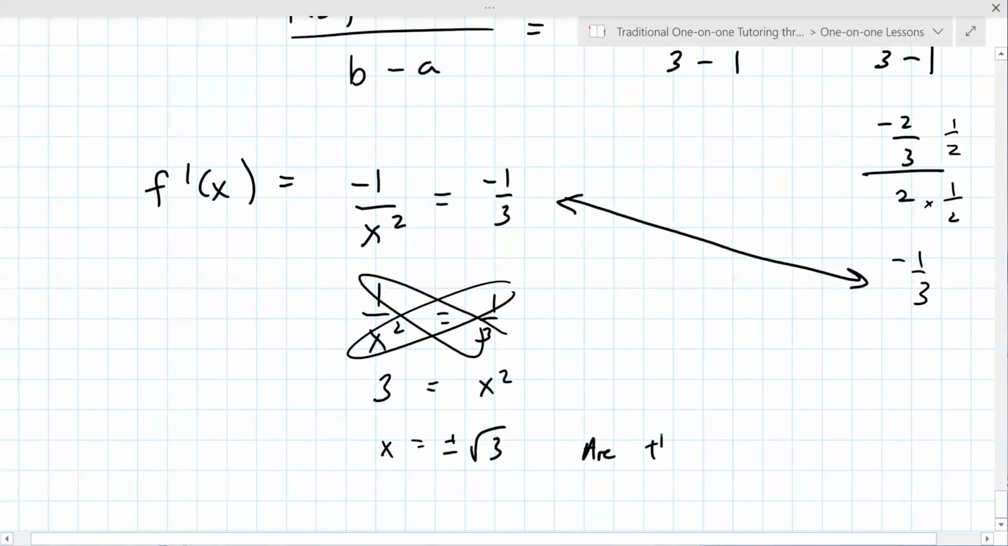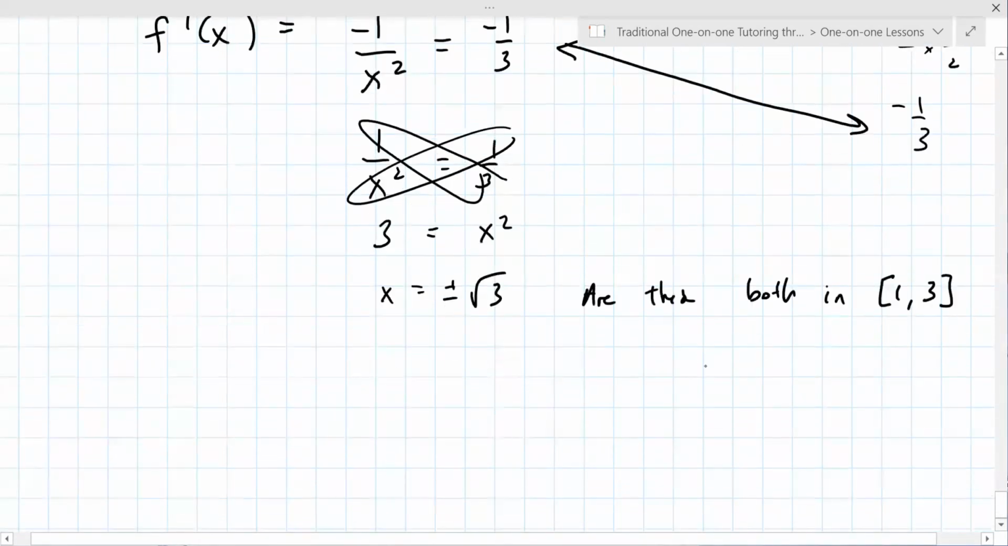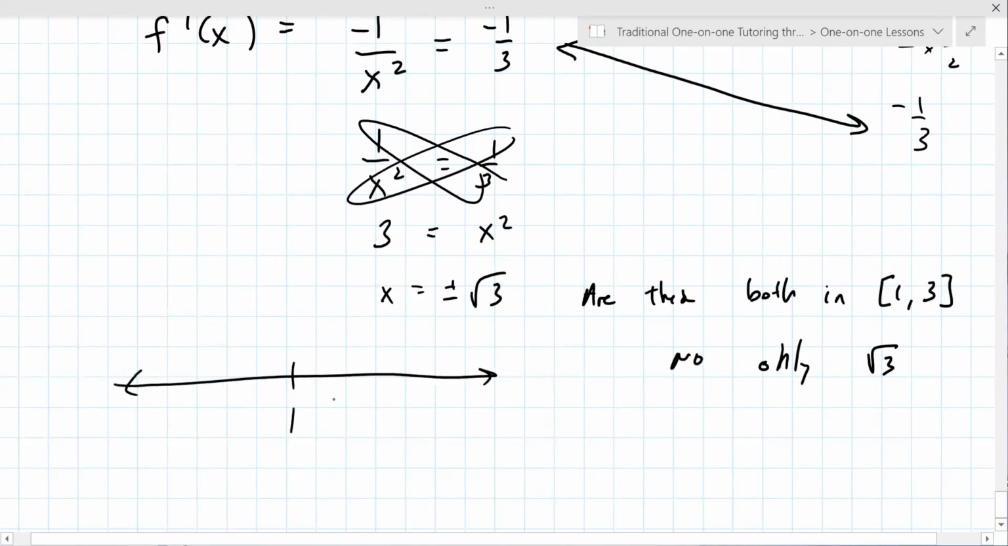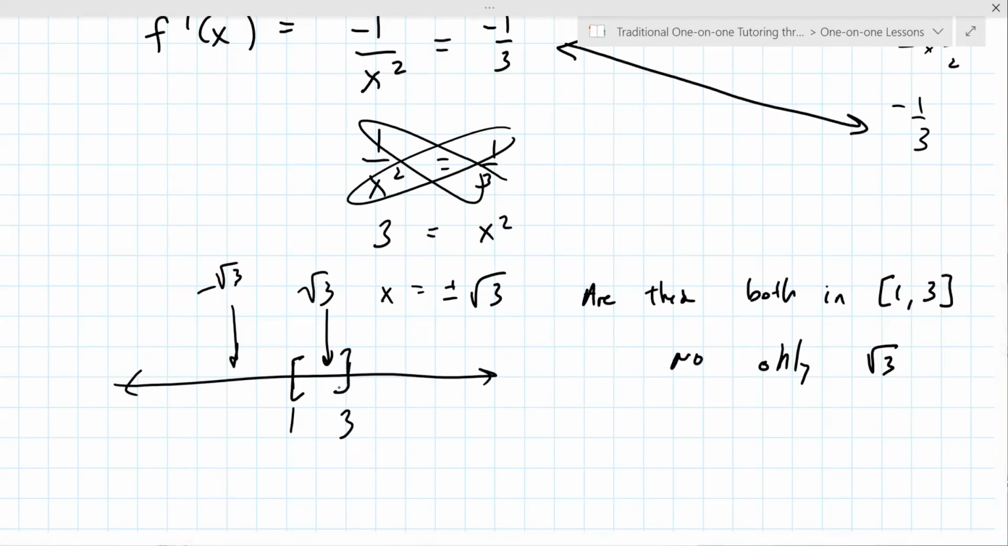Are these both in the interval from 1 to 3? And the answer is no. It's only square root of 3. Negative square root of 3 is not in that interval. Here's 1 to 3 on your number line. There's the square root of 3. There's negative square root of 3. So it's no good. So that's why you can't just say, oh, I got it, I'm done. You have to look and see, is it actually in the interval?